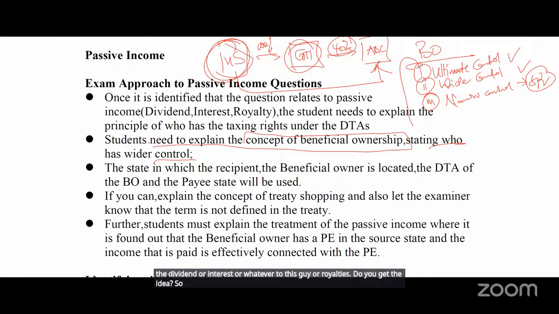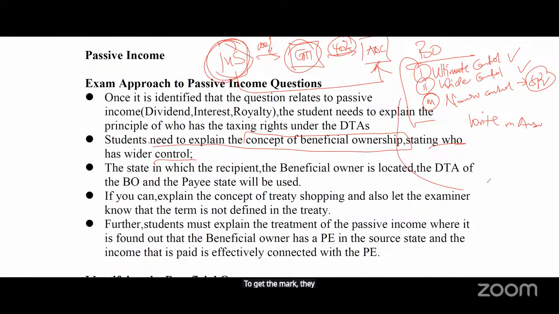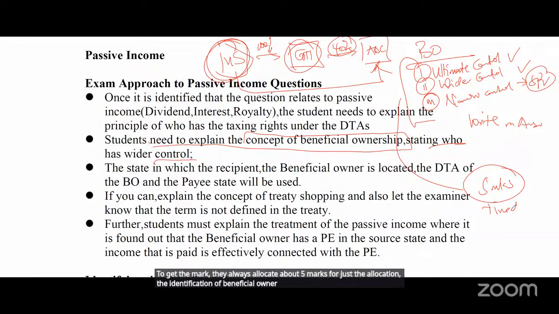So you have to do these three tests and you have to actually write it in the answer so as to get the mark. They always allocate about 5 marks for just the identification of beneficial owner and treaty shopping, just mentioning them in the case. 5 marks, they are for free.